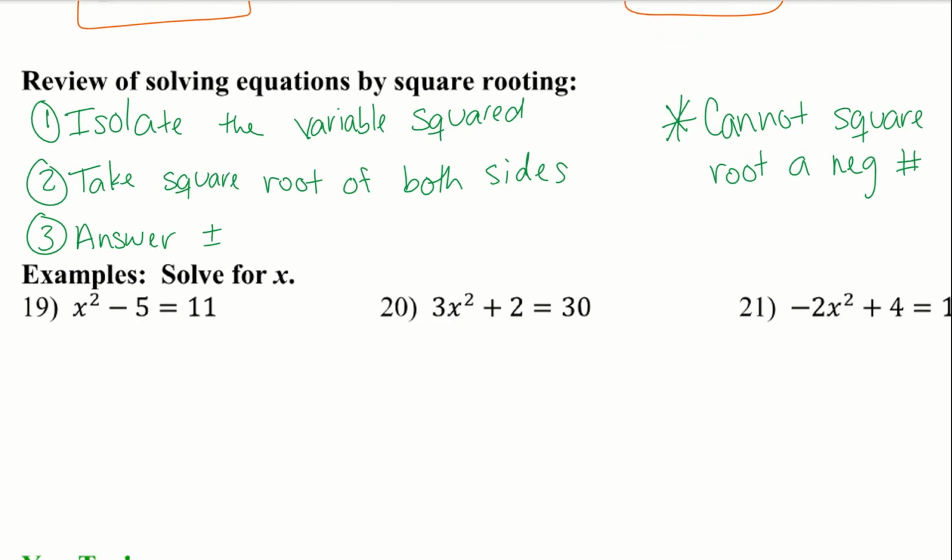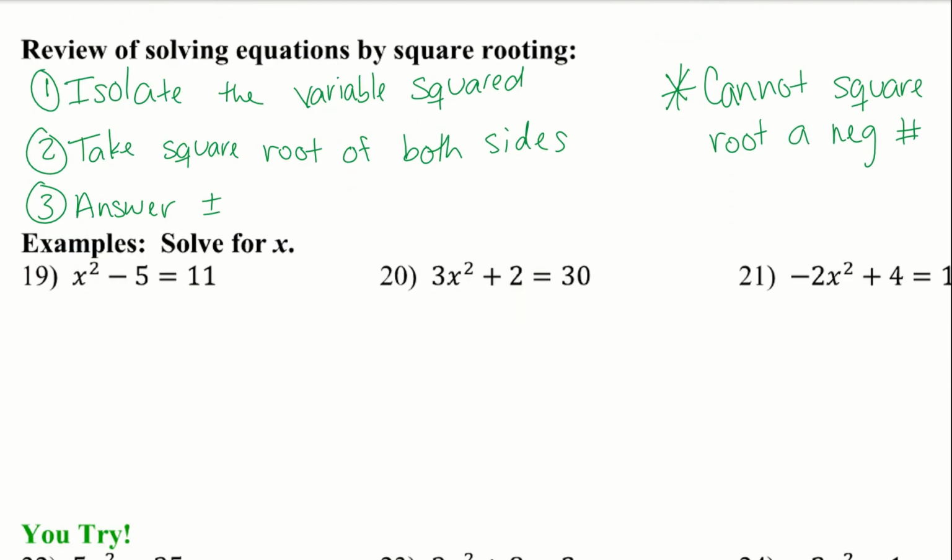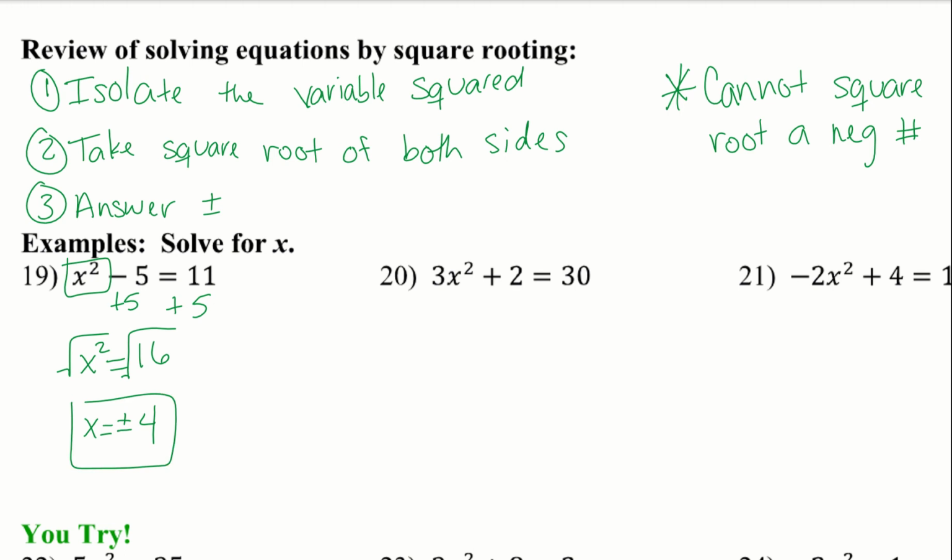Okay, so let's go ahead and try a few examples. So for 19, my goal is to get my variable squared by itself first. So I'm going to add 5. I now have x squared equals 16. Take the square root of both sides. I get x equals plus or minus 4. So the square root of 16 is 4, but my answer is plus or minus 4.